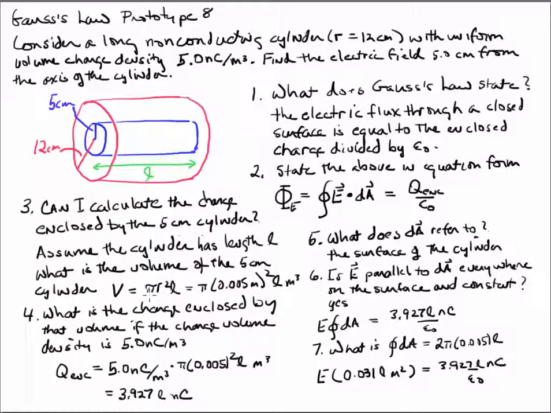For E times 0.031 L meter squared equals 3.927 L nanocoulombs over epsilon naught, and canceling out the L, I have that E is 125 nanocoulombs over epsilon naught. And a couple points about this problem. One is, you notice I didn't really do anything with the ends. You should be able to figure out why I did not do anything with the ends. Take some time, try to figure that out. End of prototype.